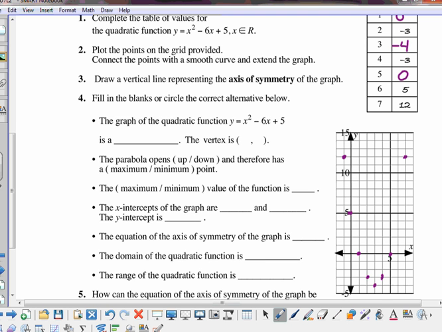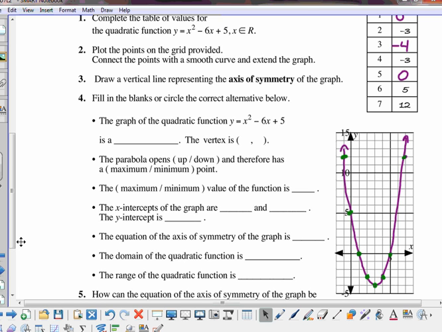Okay, so whenever we have y equals an equation, we connect them. Now, is it going to be a straight line? No, it's going to be curved. Smooth as you can. It's hard. This one didn't turn out as nice as last one. I know. I tried. Well, it's the angle too.